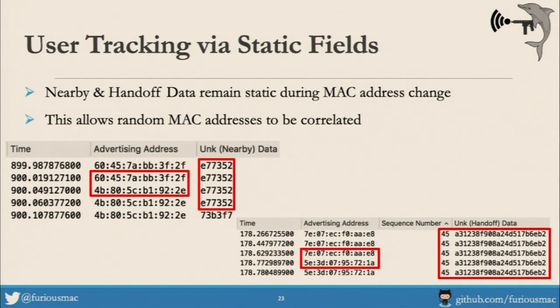Now I'm going to talk about user tracking via the static fields. Per the BLE spec, they recommend that your random MAC address changes every 15 minutes. And with Apple, it does. But they forgot to change something else, which is the actual data in the advertisement field. As you can see here in two examples, the MAC address does change, but the data stays exactly the same. So you can correlate random MAC addresses back to the same device because the data doesn't change at the same time as the MAC address.